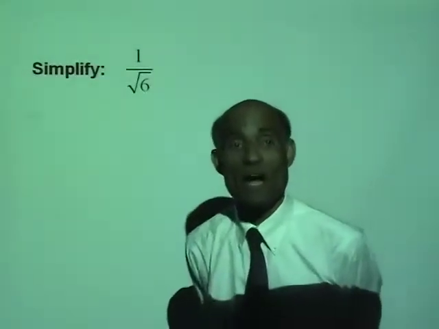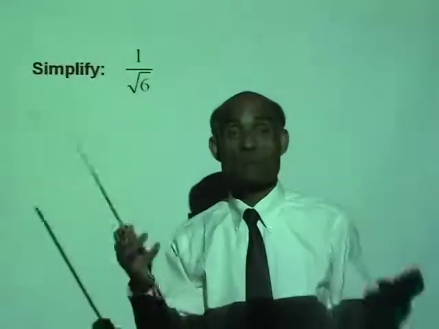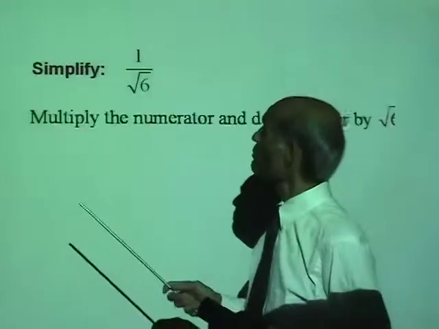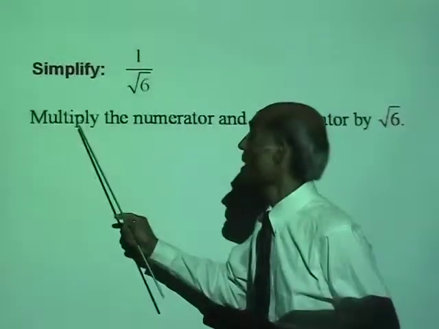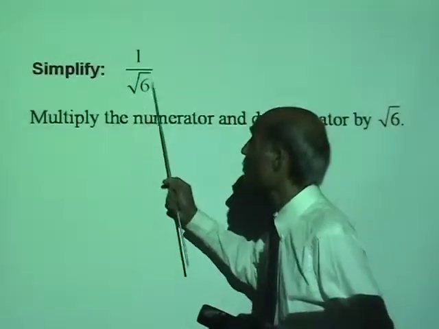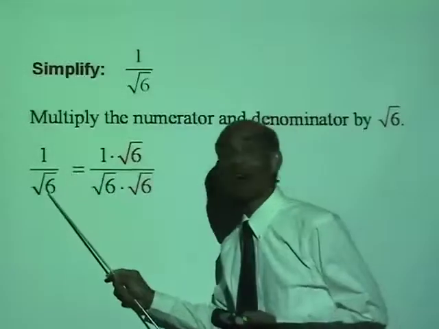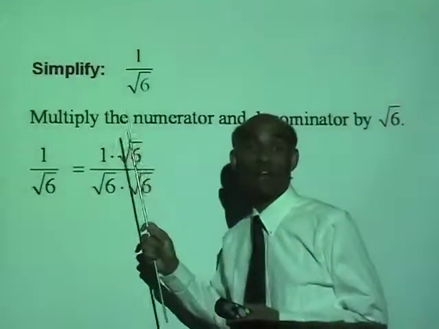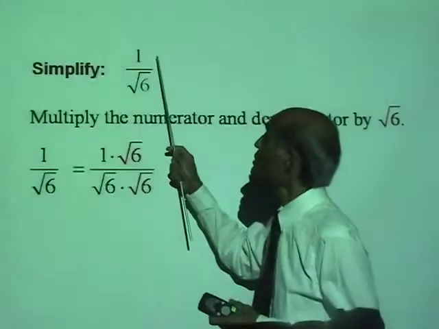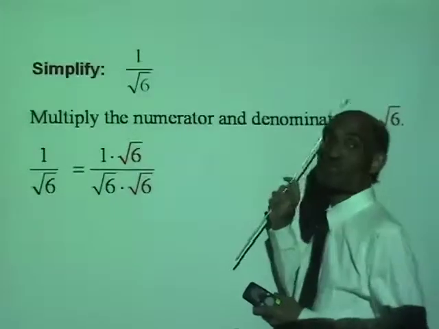Okay, you tell me, how are we going to simplify this? Simplifying this simply means rationalize the denominator. How do we rationalize the denominator? Multiply the numerator and denominator by the quantity square root of x. So 1 over square root of x, square root of, not x, square root of 6. So multiply the numerator and denominator by square root of 6.